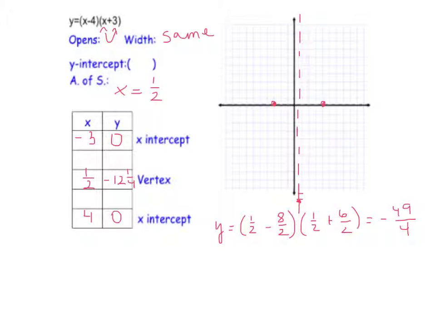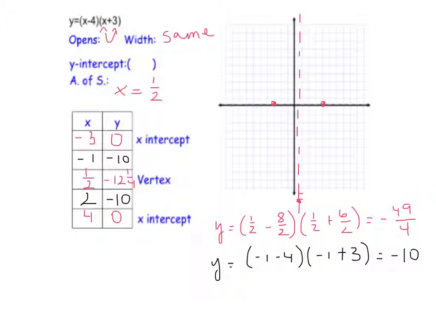So now I'm going to choose another 2 points. So I'll choose negative 1 and I'll choose 2. Y equals negative 1 minus 4 times negative 1 plus 3 will give me negative 10. So at 2 I get negative 10, and at negative 1 I get negative 10. So I can connect these points to graph my parabola.